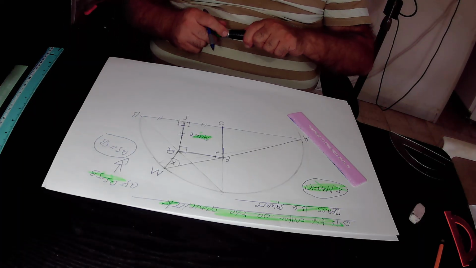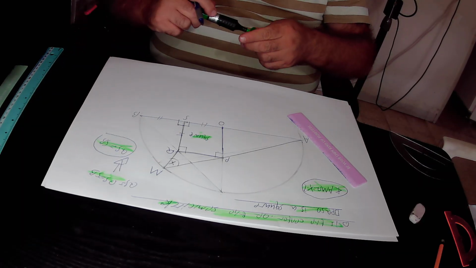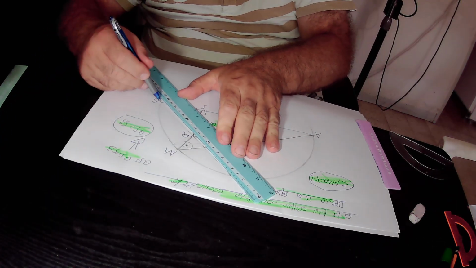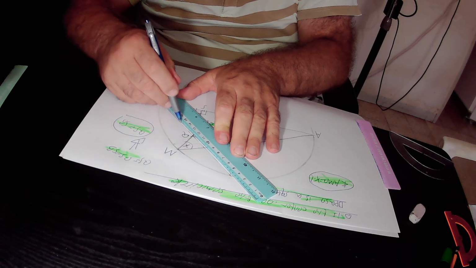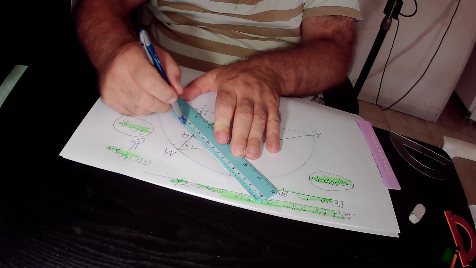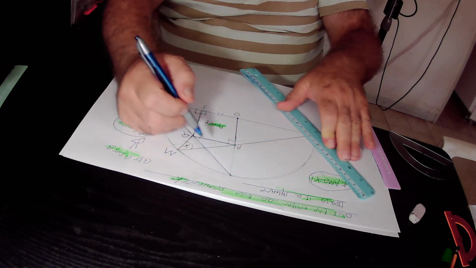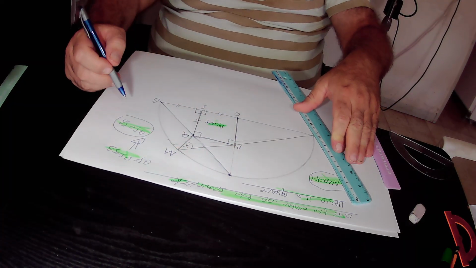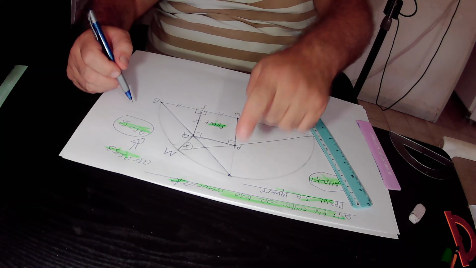In the next step, we will join points B and Q together by a straight line. And we will extend line segment BQ by a straight line until it touches the circle. We define the touching point of the extended line with this circle as point N.